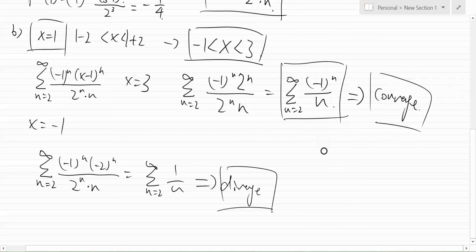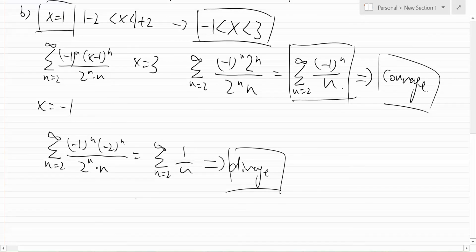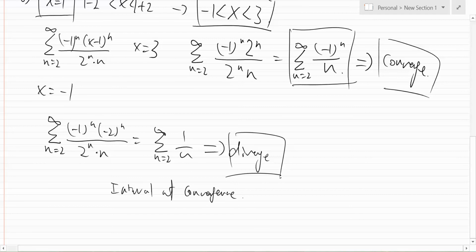So we can confirm that the interval of convergence is x greater than -1 and smaller than 3.